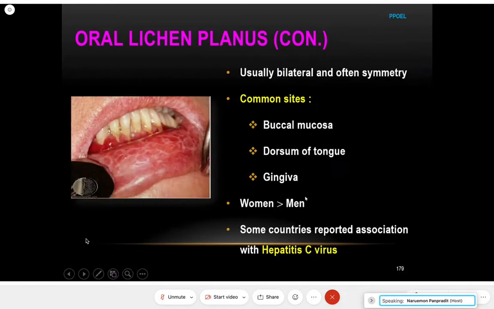Okay, this is an example of lichen planus. The common sites of lichen planus are the buccal mucosa, dorsum of the tongue, and gingiva, and it occurs in women more than men. Some reports show an association with hepatitis C virus infection.